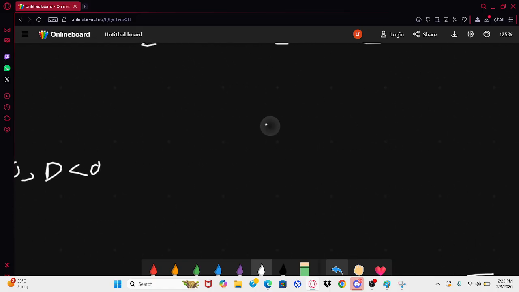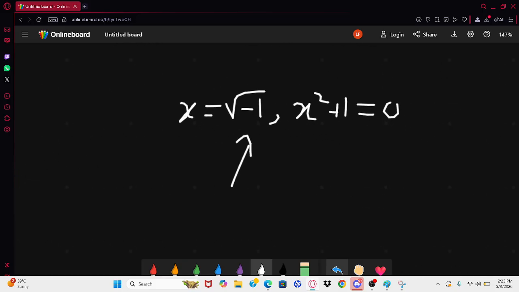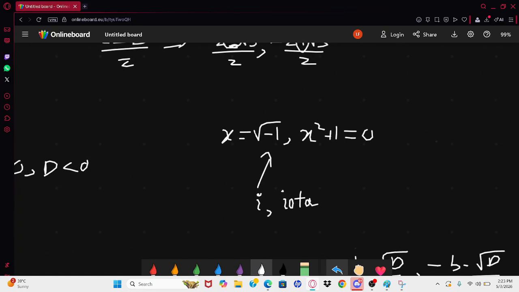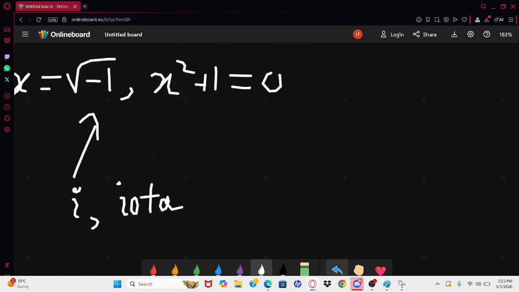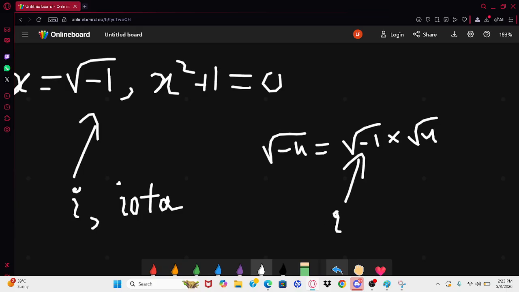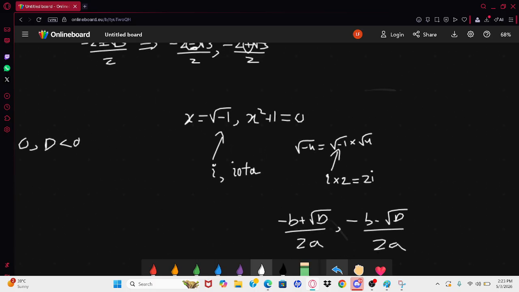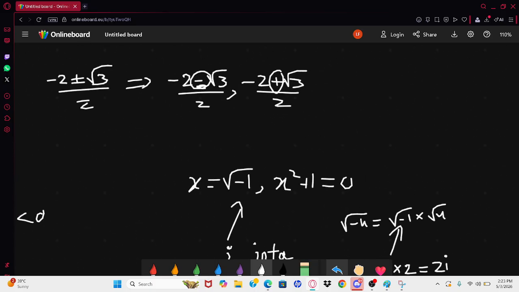So you remember when we said x equals the square root of negative 1, where x squared plus 1 equals 0, right? The square root of negative 1 has a special name called i, or more often known as iota. So this is used to determine the square root of negative numbers. Let's say the square root of negative 4 would be the square root of negative 1 times the square root of 4. And we know this is i, and this is 2. So we get 2i. So we would still get conjugate pairs.